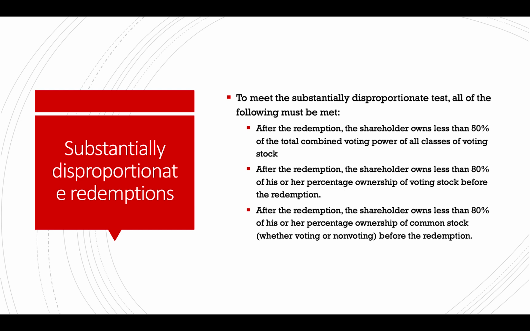We're trying to get to a place where a redemption represents a meaningful reduction in ownership. So I have to own less than 50% of the corporation, and I have to own less than 80% of my percentage ownership before the redemption, both in voting stock and all stock.